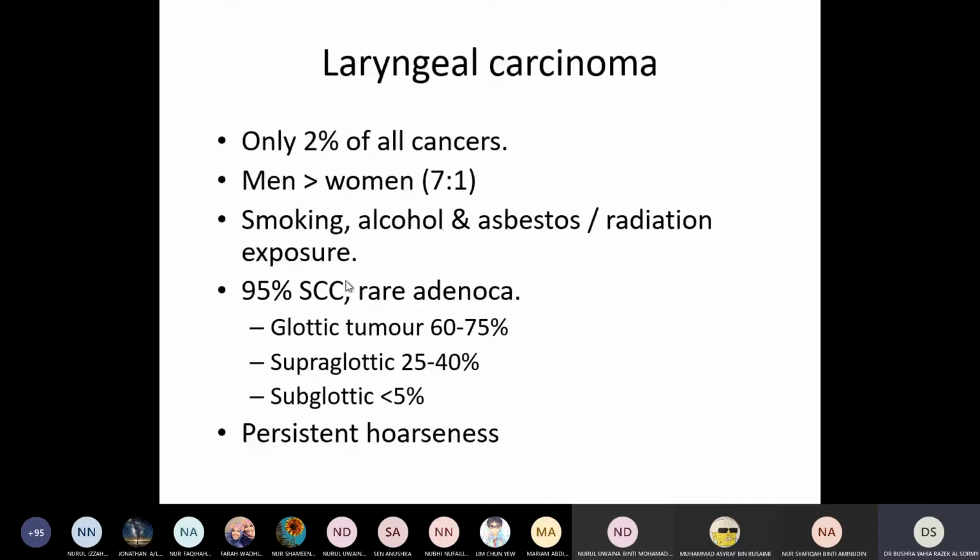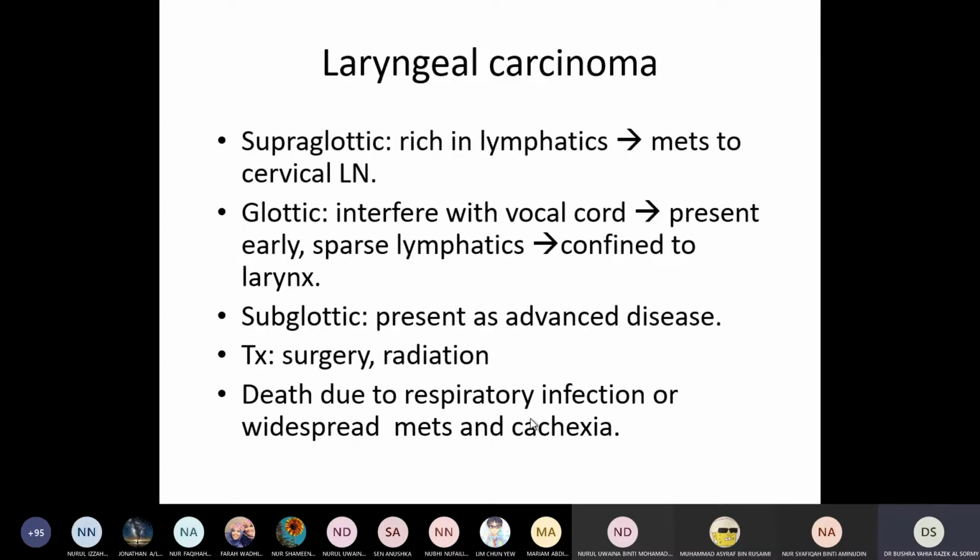The types of the tumor are named according to the site of the tumor. We call them glottic tumor, which is 60 to 75%, supraglottic 25 to 40%, and subglottic less than 5%. It is according to the site of the tumor, but the tumor is SCC. It usually presents with persistent hoarseness of voice.